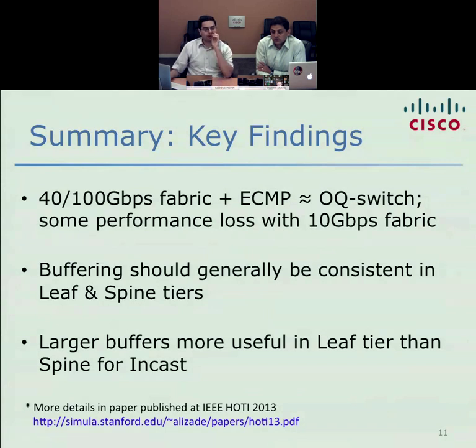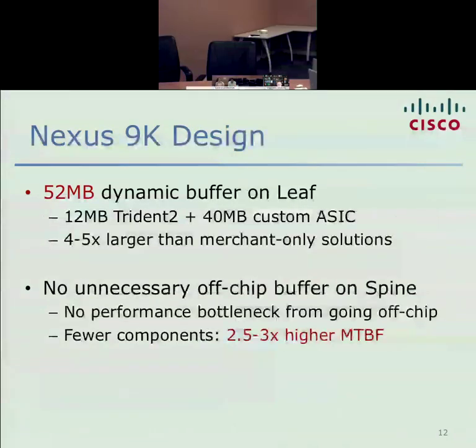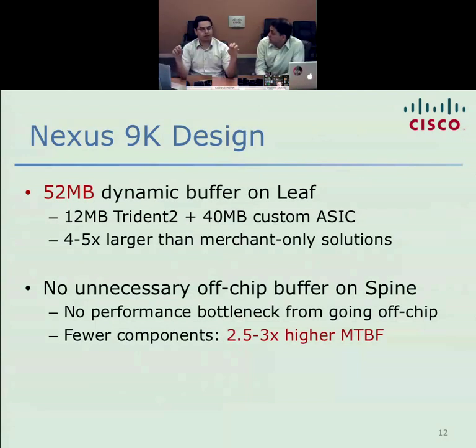But if I can say one more thing, this study did influence some of the decisions that we ended up making in designing the Nexus 9K platform, in both standalone as well as ACI. And if I can just say a few words about this. What we ended up doing is, as you saw, we recognized that it's useful to have some additional buffering at the leaf tier of these networks.